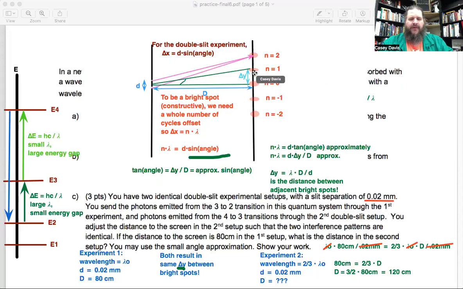Okay. And one way you could find those dark spots, not the only way, but one way, would be to use the same equation, but instead of n being a whole number, you would use something and a half for n. Like for instance, if you use 1.5 for n, you'll get the location of the dark spot that's halfway between n equals 1 and n equals 2.